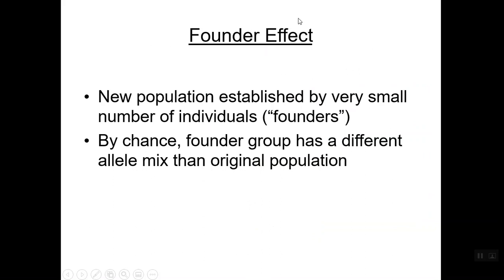All right, the other type of genetic drift that we can consider is known as the founder effect. This phenomenon happens when a new population is established by a very small number of individuals, which are known as the founders. That's why this is known as the founder effect.